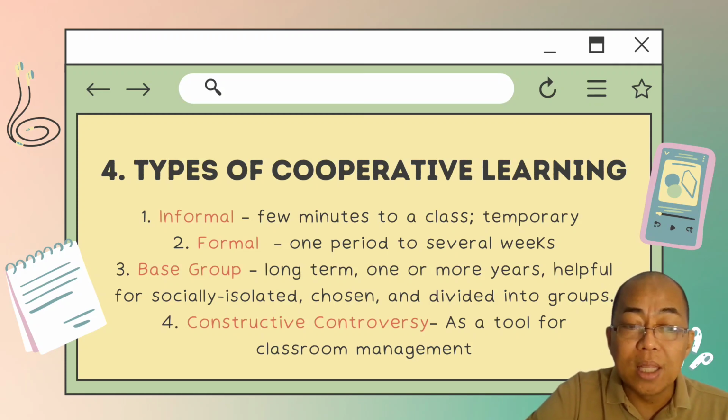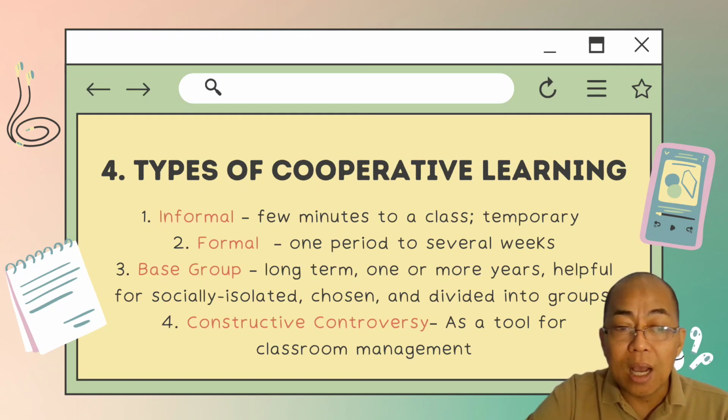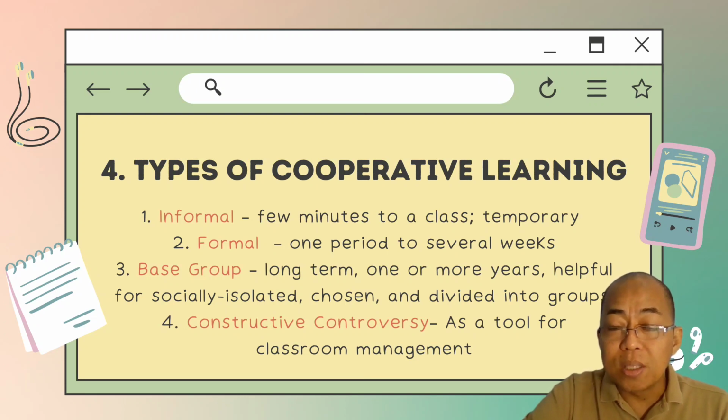That's the whole idea. So unlike the informal and the formal cooperative groups, cooperative base or home group is much longer. And of course, students are grouped heterogeneously, very important, similar to the formal groupings. So in terms of membership, they stay in the same group for one semester or even longer.